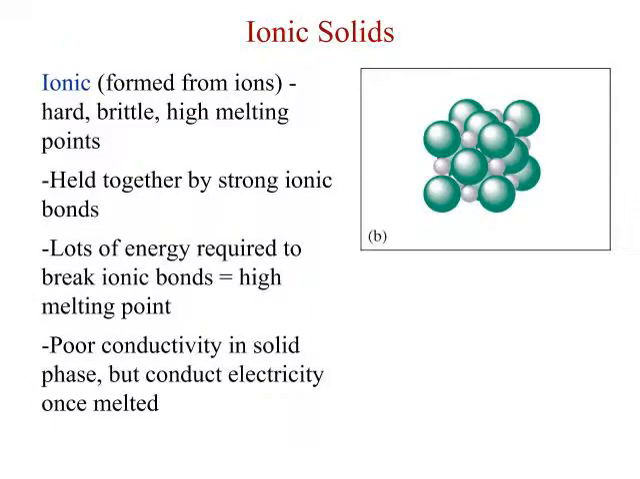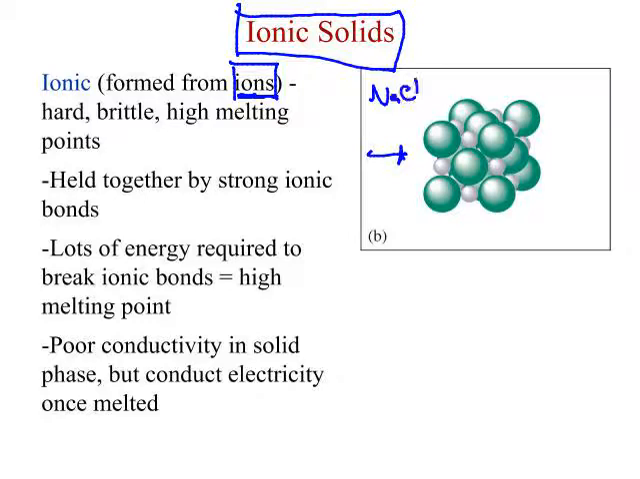Okay, let's look at our next class of crystalline solids here, which would be ionic solids. Ionic solids are formed from ions, obviously. So if we look at the individual points in the crystal lattice for an ionic solid, the individual particles that make up the solid are ions. Okay, so things that either have a positive or negative charge. So if we look over here, this is a picture of sodium chloride, NaCl.